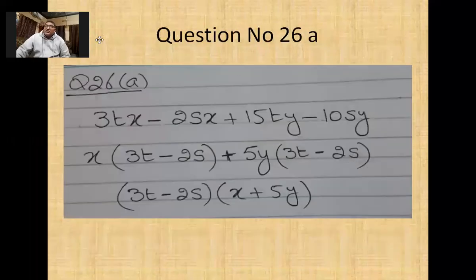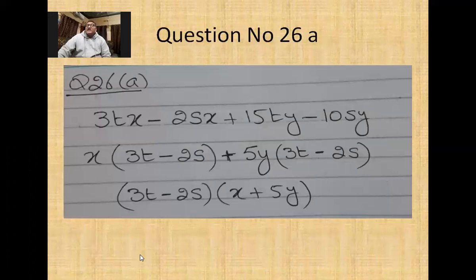Okay. So 3tx minus 2sx plus 15ty minus 10sy. From the first two terms, you can take x common. 3tx divided by x, you will be left with 3t. 2sx divided by x, you will be left with 2s.